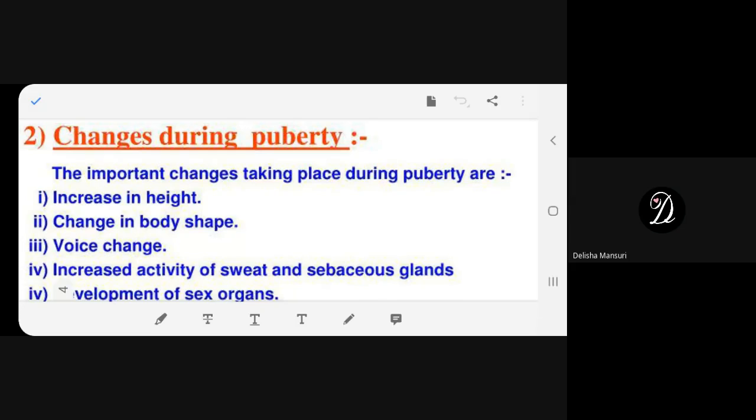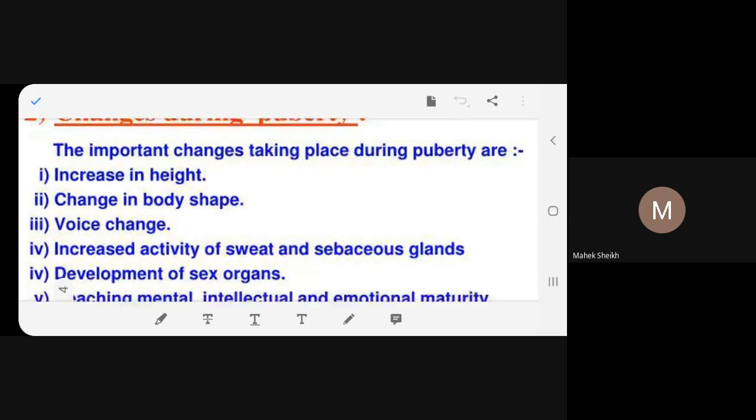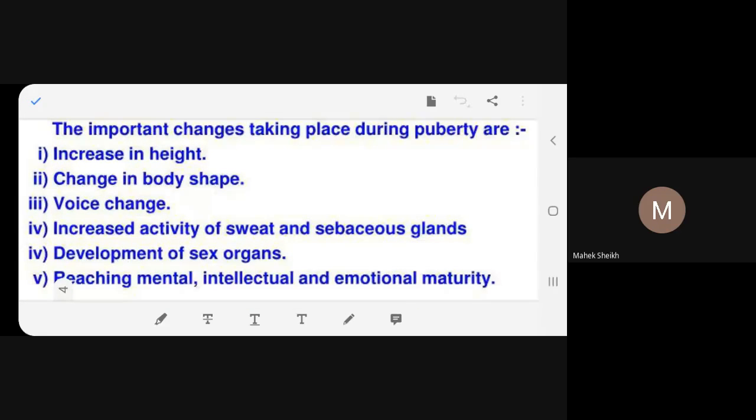Yes. Suddenly our height increases, mainly in boys. You can observe it in your brothers. At this age, suddenly they shoot up. Have you observed that? Their hands and legs become very long. Suddenly it happens just within a year. They shoot up.